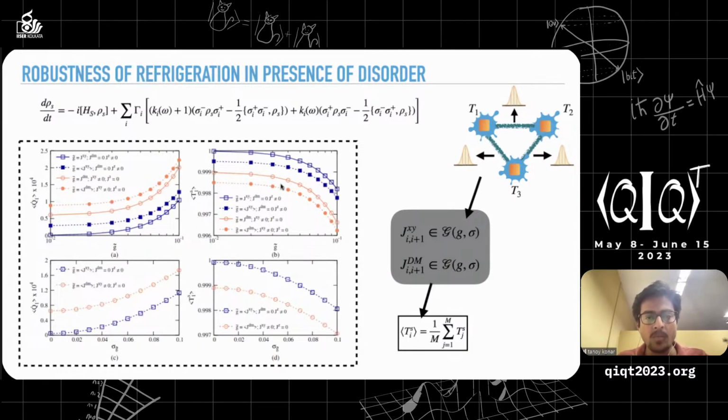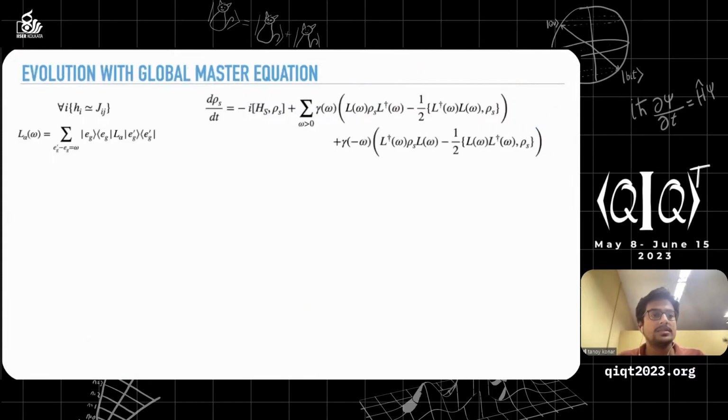But one thing is that by including the disorder, this effect of refrigeration does not go away. We say this is robust. So the introduction of the disorder does not deteriorate the refrigeration. This is robust, so we can say that. And from C and D, we increase the amount of disorder, that is, we increase the standard deviation while keeping a particular mean value of G, the XX and DM interaction. And it is checked that by also increasing the amount of disorder, we are getting refrigeration. So we can say our refrigeration is robust against the disorder. Now I will take.